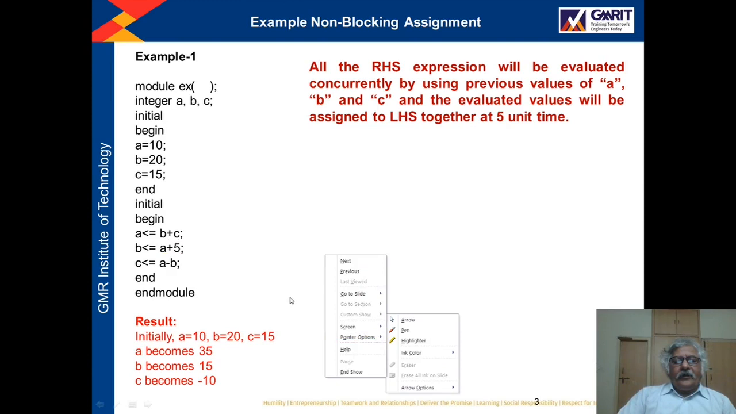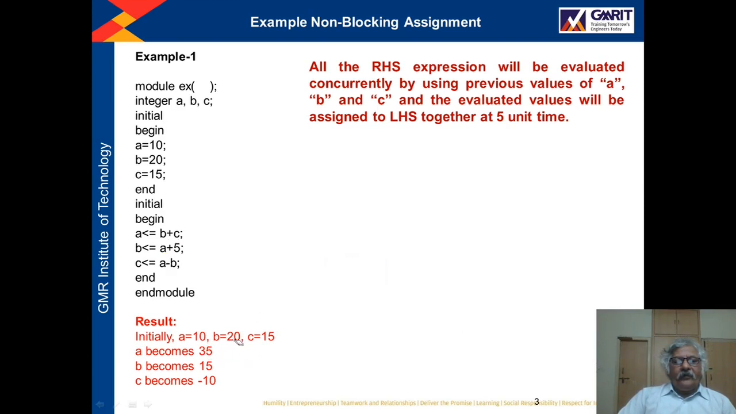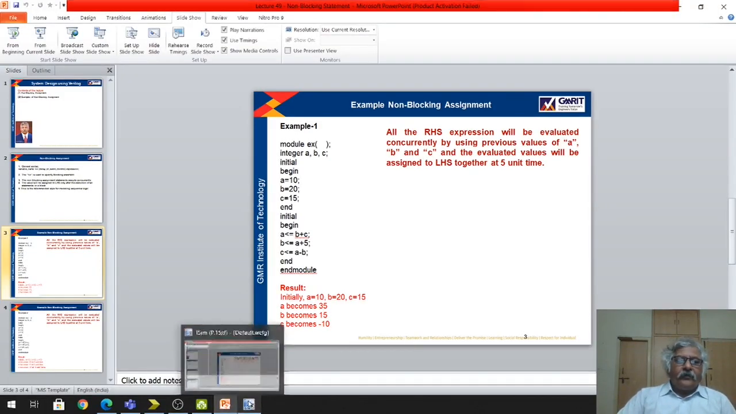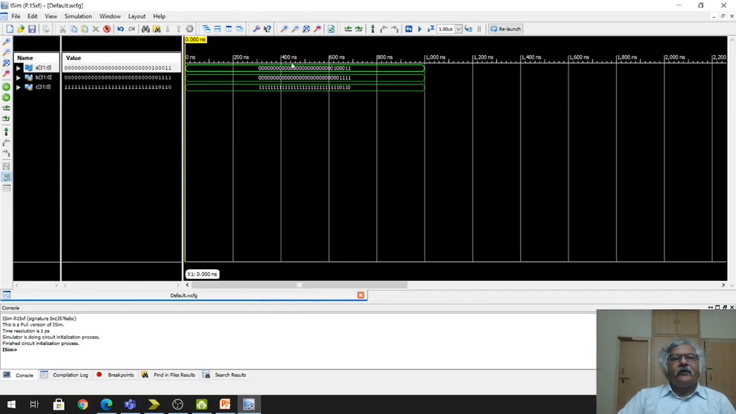So A should be 35, B should be 15, and C should be minus 10. So you see here what is the value of A. In 32 bits the result is displayed, because already we know that the default size for the integer type is 32 bits.